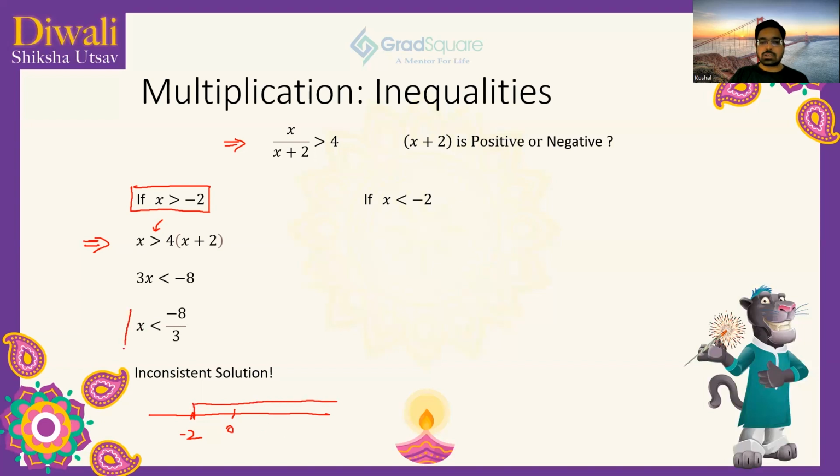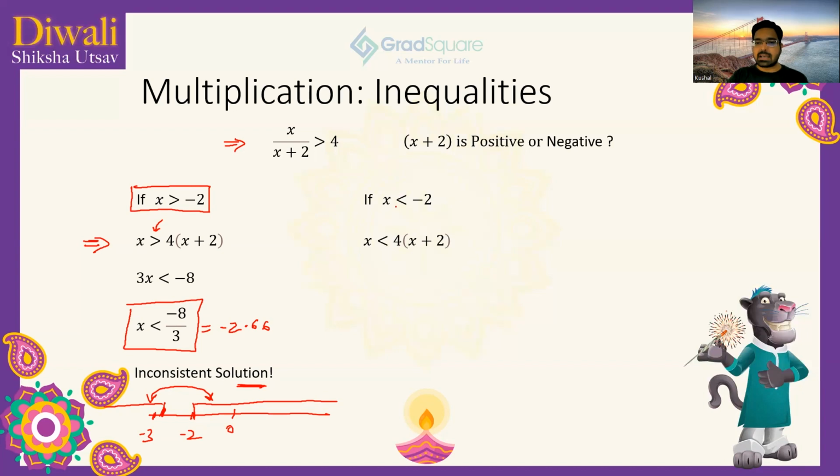What is this solution presenting you? x less than minus 8 by 3, which is minus 2.66. x less than minus 2.66. Where will be minus 2.66? Let's say over here you have a minus 3. Over here you will have minus 8 by 3. x less than minus 8 by 3 is a value present over here. Is there any common solution between these two ranges? No. And hence, this is called an inconsistent solution, that you are not going to get any solutions from this. Now let's proceed further with x less than minus 2.